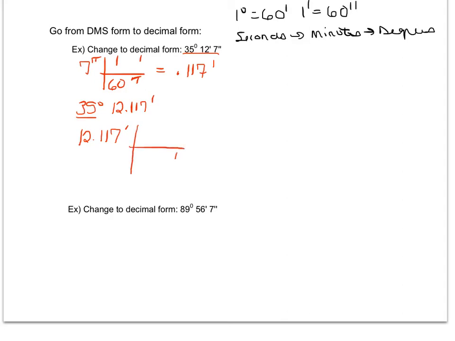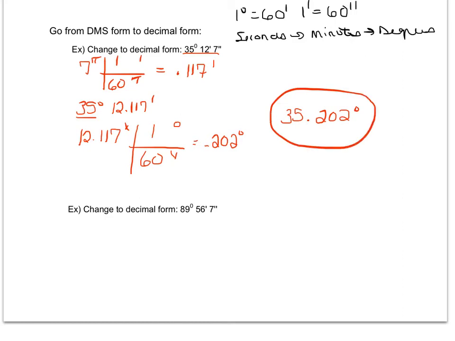So getting rid of my minutes and getting to degrees, I know there's 60 minutes in 1 degree. So I do 12.117. I multiply it by 1 and then divide by 60. My minutes cancel out, and I get 0.202 degrees. Well, now I have 35 and 0.202 degrees, meaning I have a total of, in decimal form, 35.202 degrees. So as I said at the beginning of this video, this is a great one for you to try on your own, this second example.